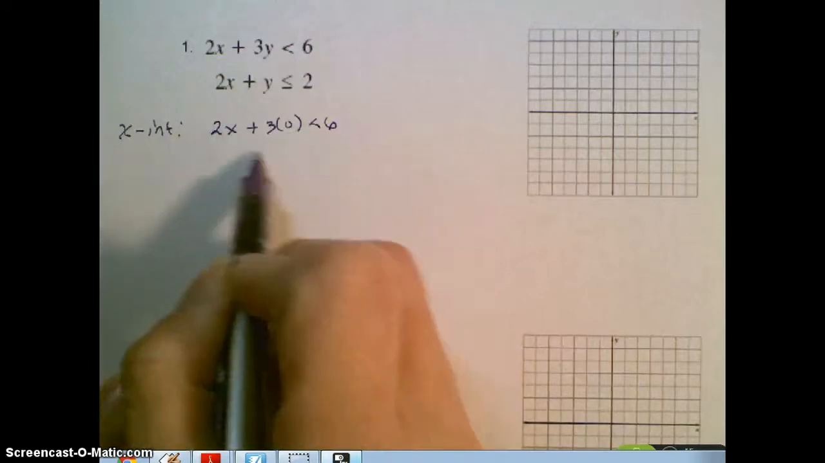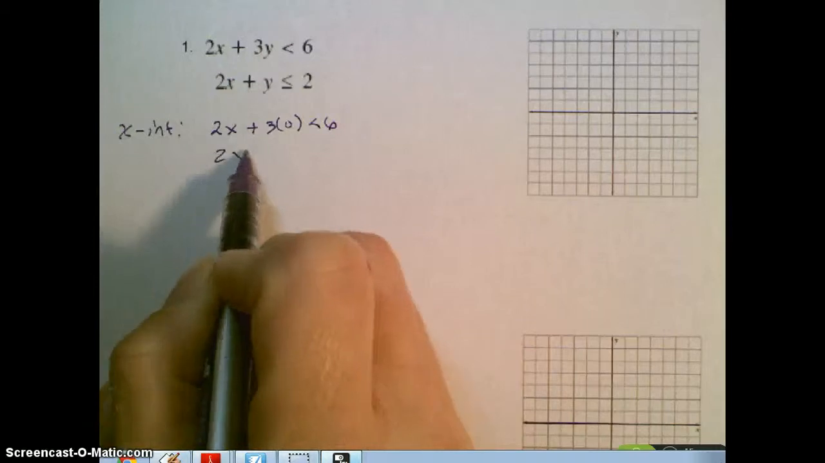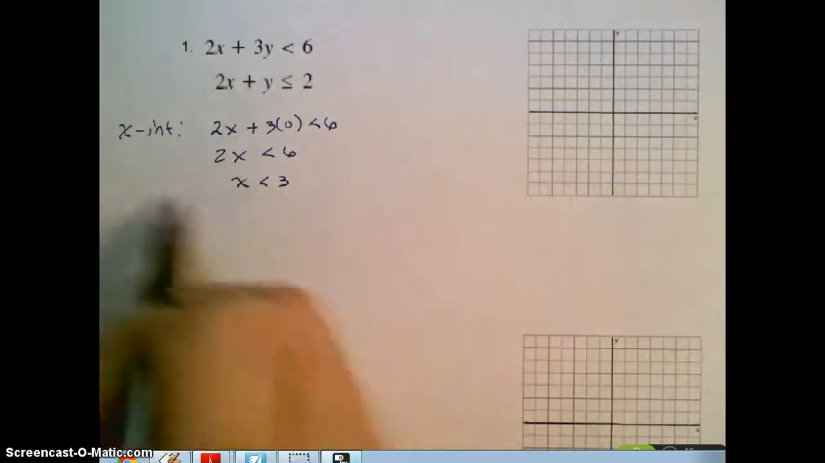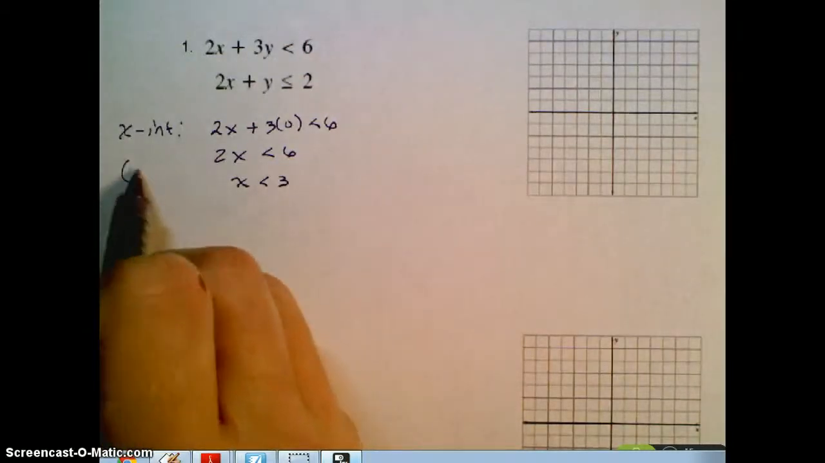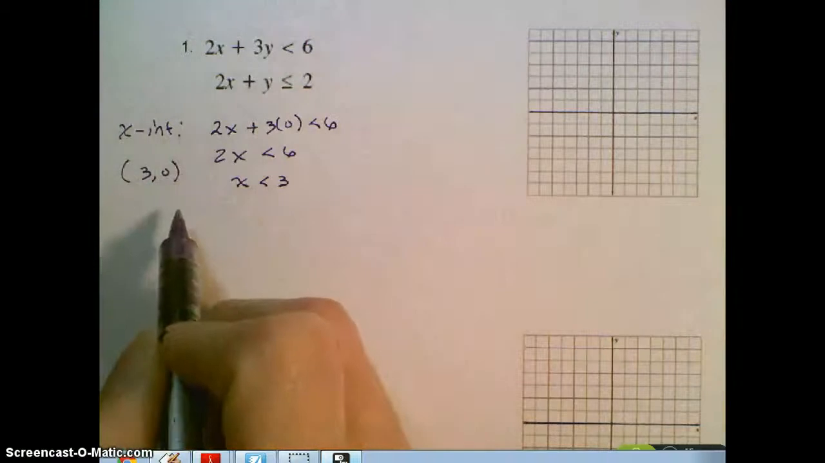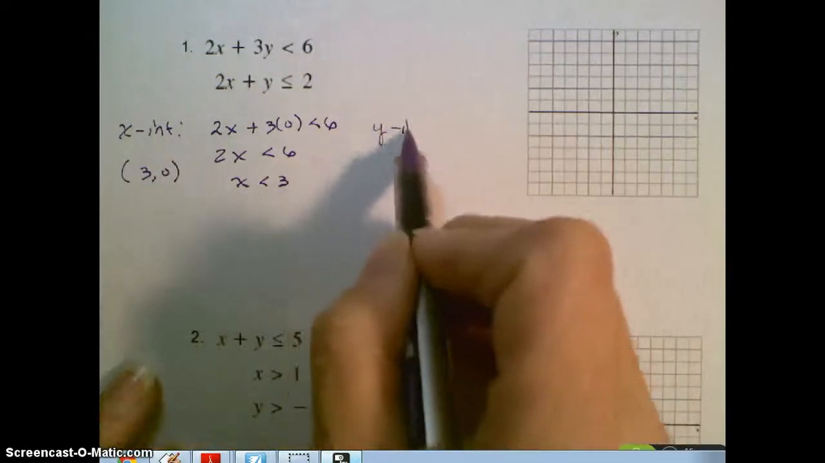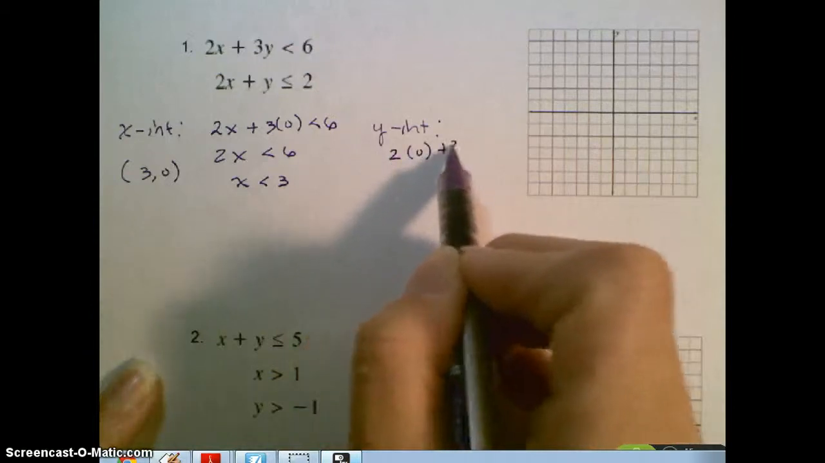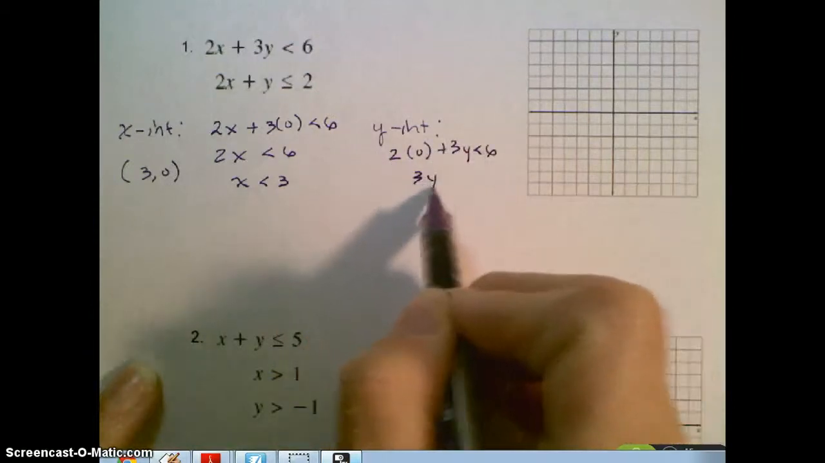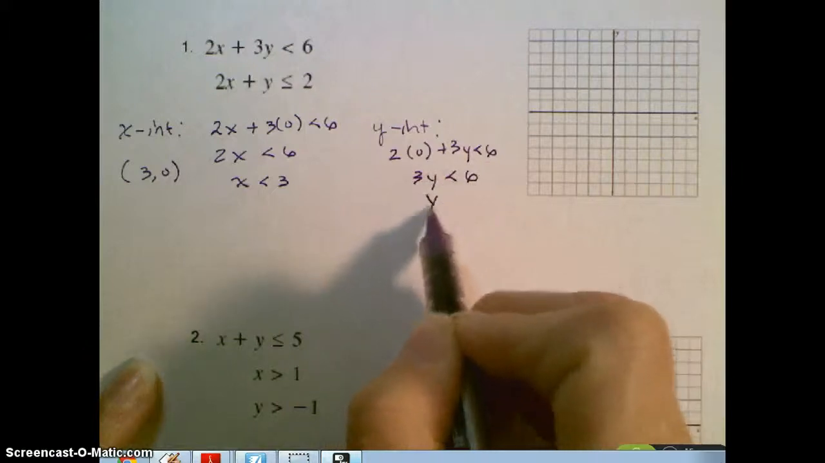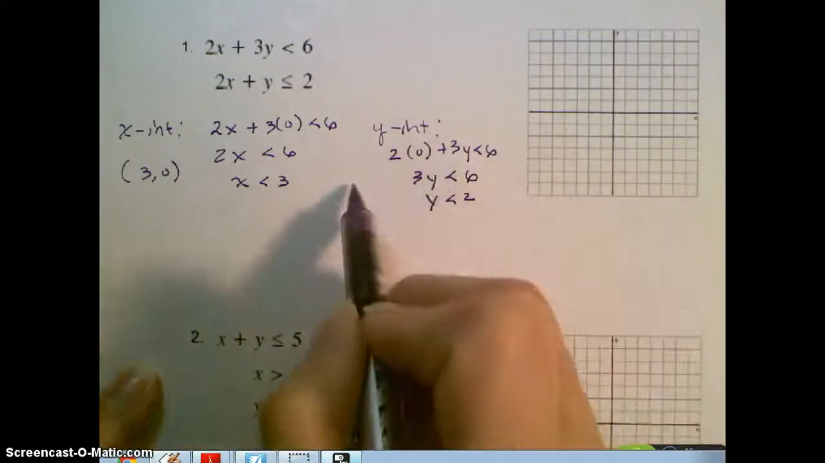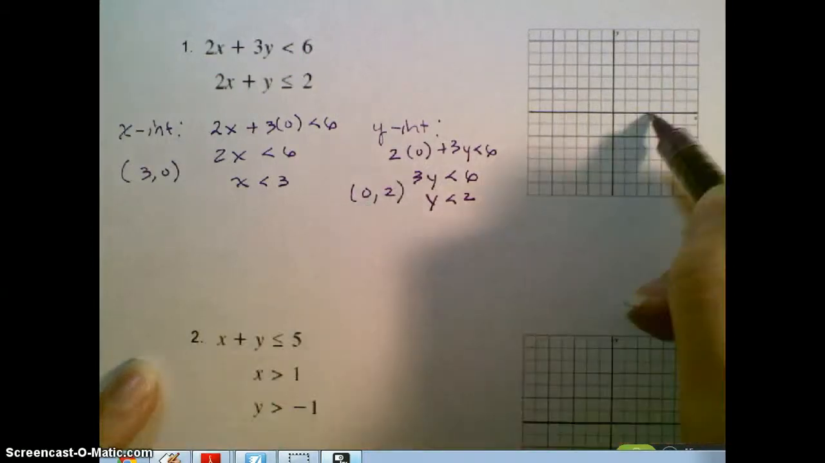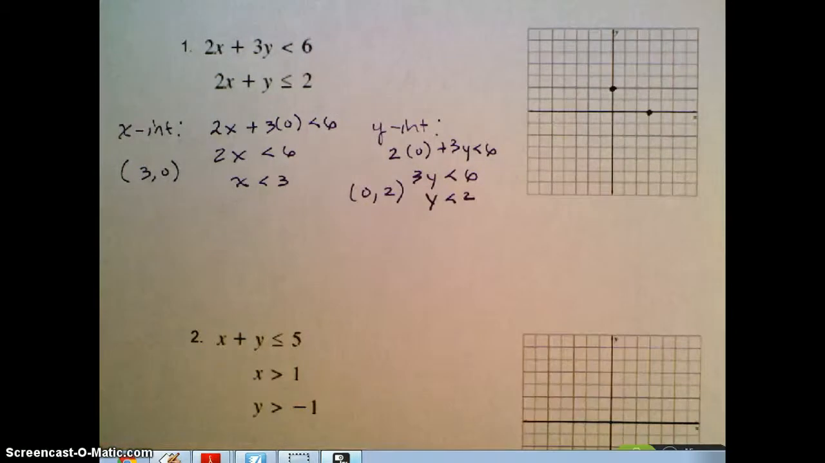Now we're going to treat this like an equation. So this is going to give me 2x is less than 6. But we're going to still think of it as an equation. x is less than 3. So my x-intercept, when y is 0, x is 3. So there's my first point. My y-intercept, I want to have the y value when x is 0. So 2 times 0 plus 3 times y. And again, we're going to think about this as an equation even though it's an inequality. Okay, so my y-intercept, when x is 0, y is 2. So I have 3, 0 and 0, 2 as my intercepts for my first inequality.